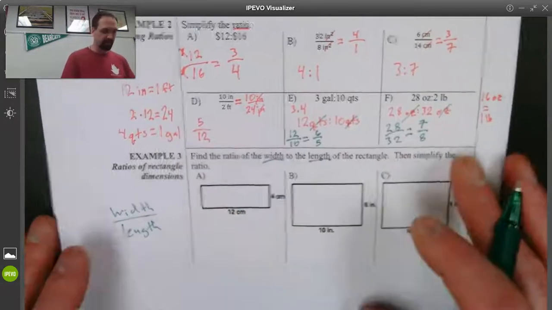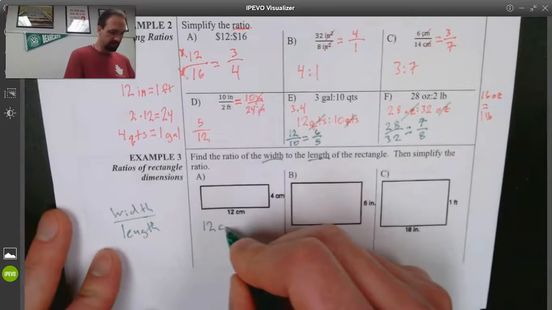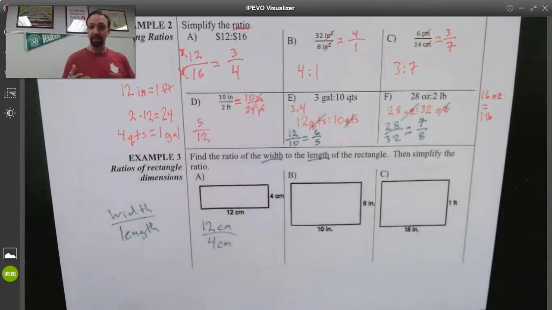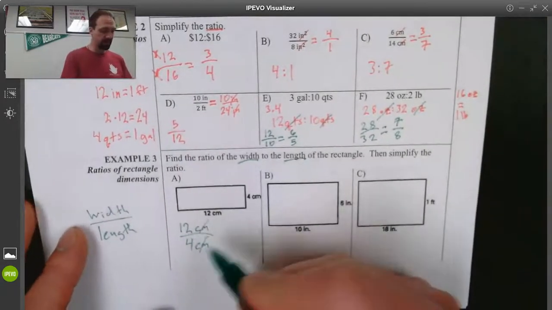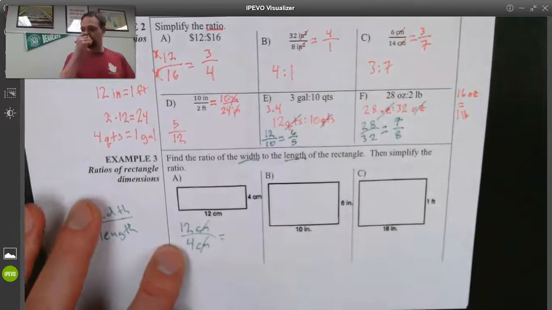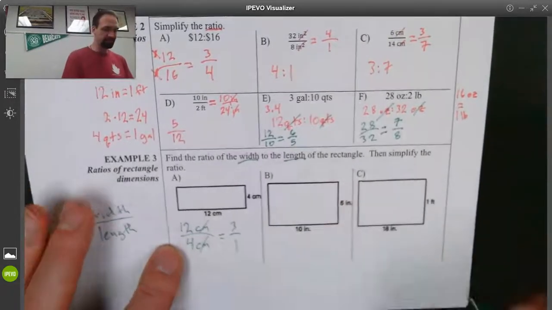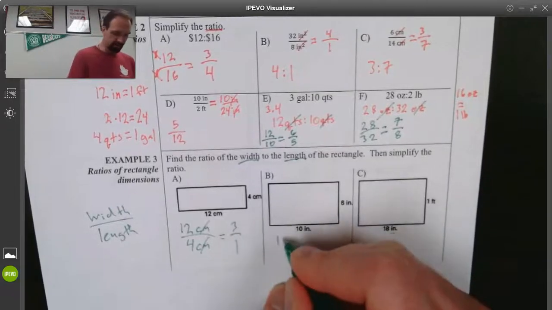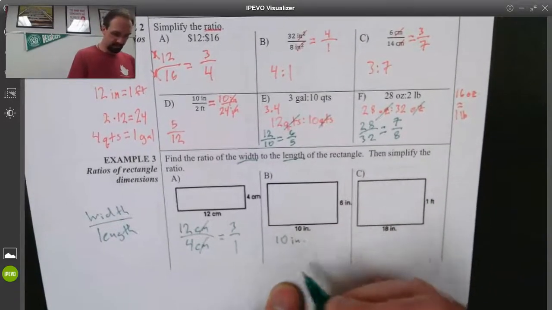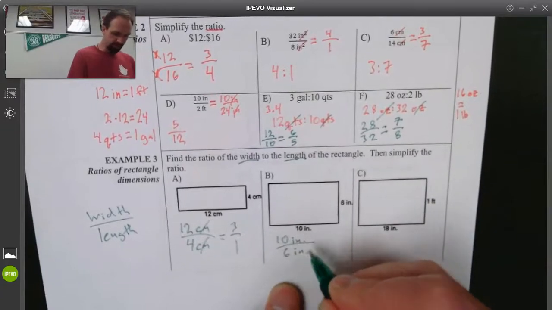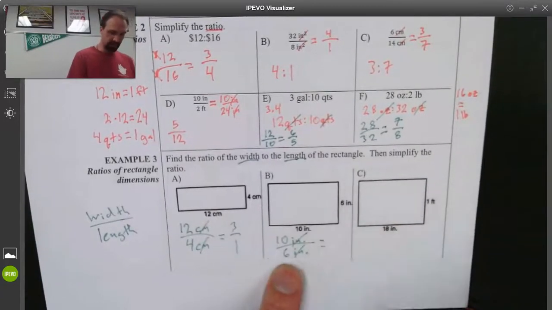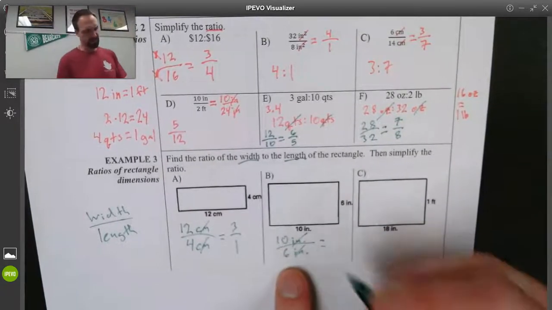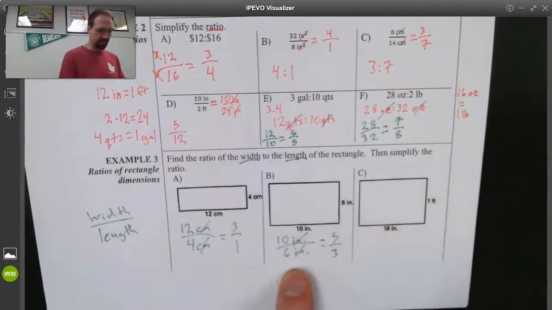So for here, this is going to be 12 centimeters to 4 centimeters. Again, I'm writing the units because I want to see if they cancel. And then 4 goes into both of those evenly, so that's going to give me 3 to 1. Same thing here, so now we have 10 inches over 6 inches. Cancel. So my inches simplify. Let's see, 2 goes into both, so this is going to be 5 thirds.